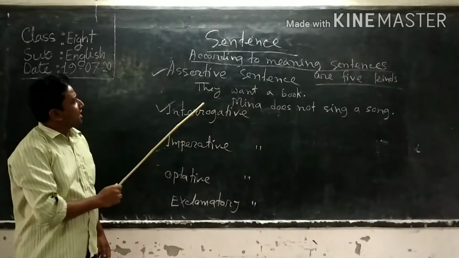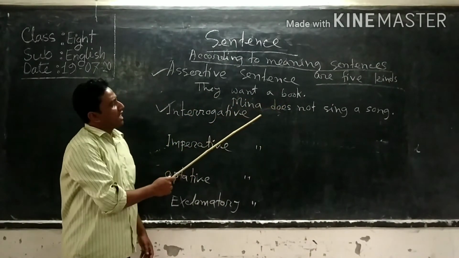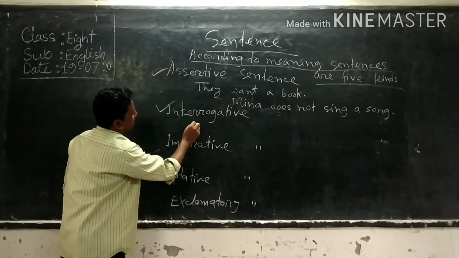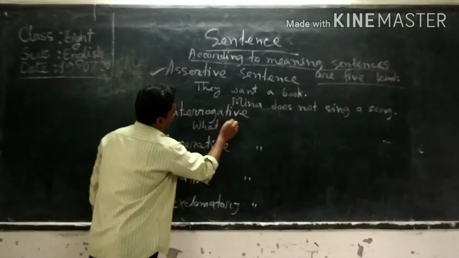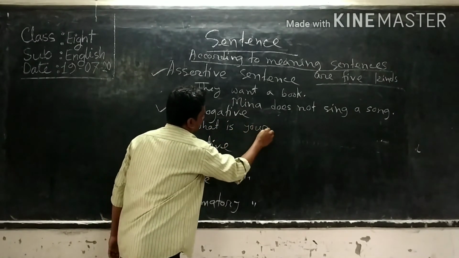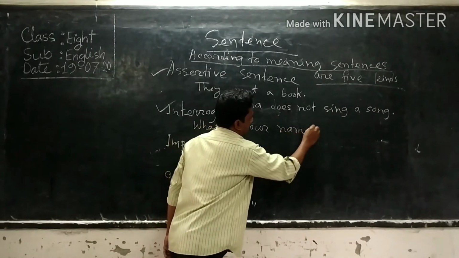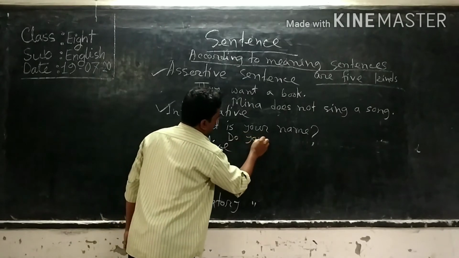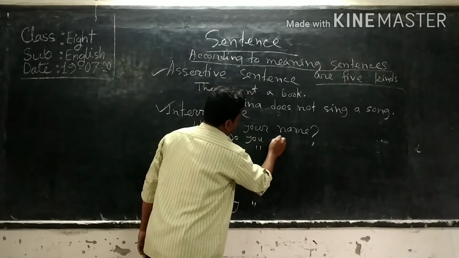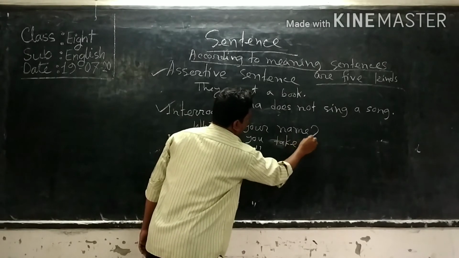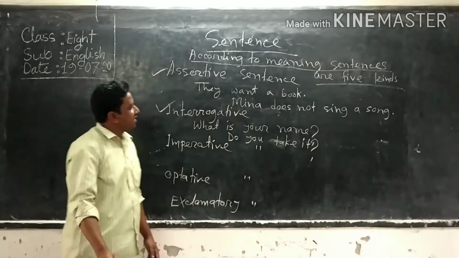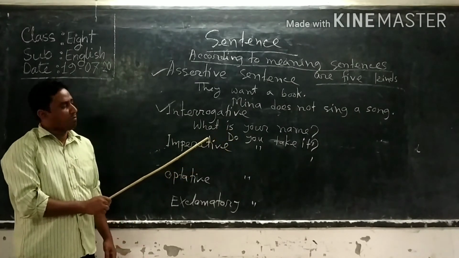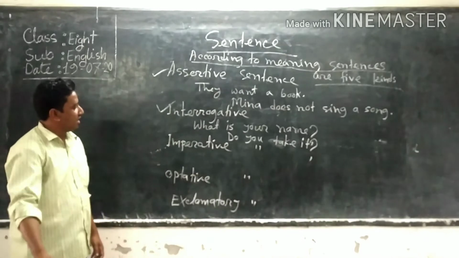These are assertive sentences. They want a book. Mina does not sing a song. And interrogative sentence. What is your name? Do you take it? These two sentences are examples of interrogative sentence.